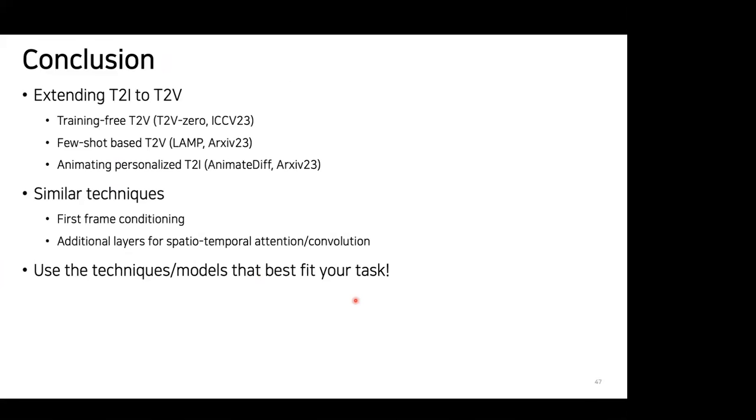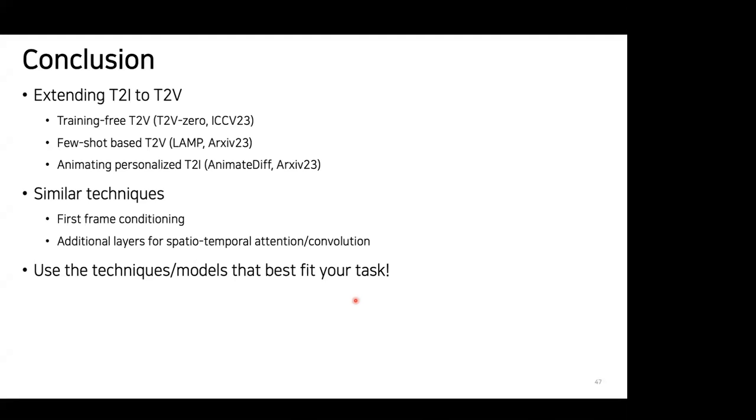So in conclusion, today I talked about some recent works where a powerful text-to-image model can be extended to a text-to-video model. The first work was a training-free method, where you don't need any training to extend this powerful text-to-image model to text-to-video. And the second work was a few-shot text-to-video model, where we train the text-to-image model to learn certain motion with just a small amount of data.